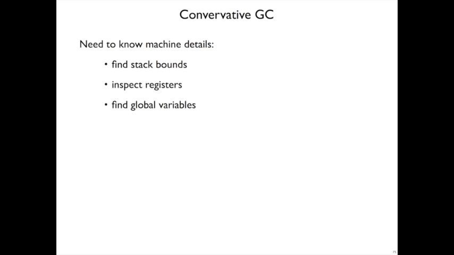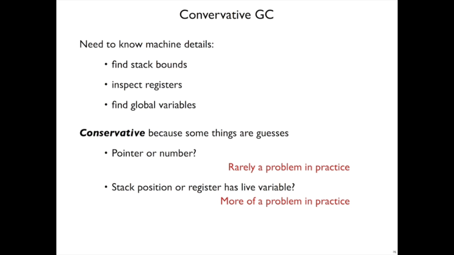So again, a conservative collector needs to know how the machine works. It has to step outside of C in order to find stack bounds and inspect registers and look for global variables, all of those things to recognize local and global variables. And again, it's conservative because it has to make some guesses. It guesses that numbers that look like they could be addresses are actually addresses. What happens if you misinterpret a number as a pointer? Then some object doesn't get freed even though it won't actually get used. So you might have some extra objects sitting around that are not actually going to be used by the program.